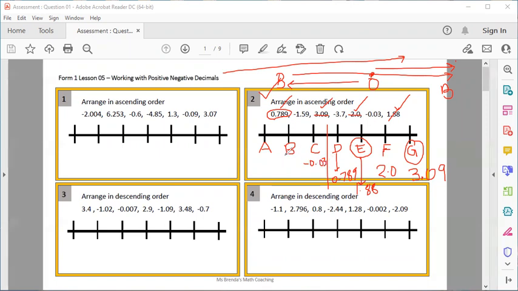How about B? What is the answer for B? That's right, Danya. Negative 1.59. Okay. And finally, the answer for A would be negative 3.7. Do you get the idea now, guys? Okay, on how to do this?